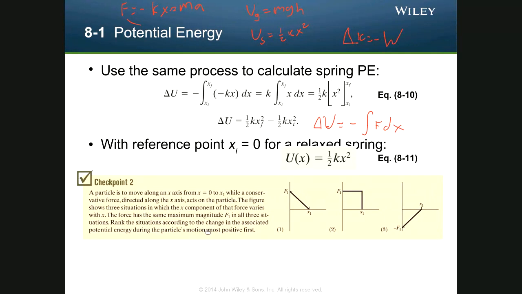You want to be careful here, because you might get bigger numbers, but if they're more negative, they're less than, right? I want you to rank the situations according to the change in associated potential energy according to the particle's motion. And so we have these forces here, F1 with these maximum values. We want to rate each of these. So I want you to look at this and think about those calculus definitions. The point of this checkpoint is to relate these calculus ideas to what you're looking at here physically. So let's see what you guys come up with.